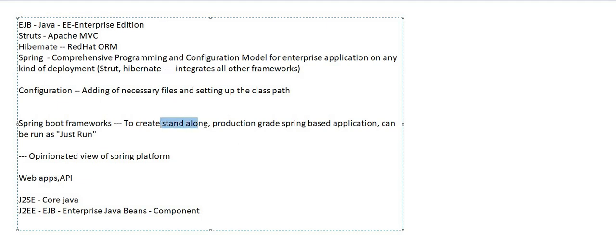So, in order to create standalone applications, the standalone application means the console-based application, that is the core Java application, and also production-grade Spring-based applications, which means that it increases the efficiency of the project. It increases the grade of the production. The project production is improved. What type of project? It is a Spring-based project that you can just run, which means that it gives all the necessary things.